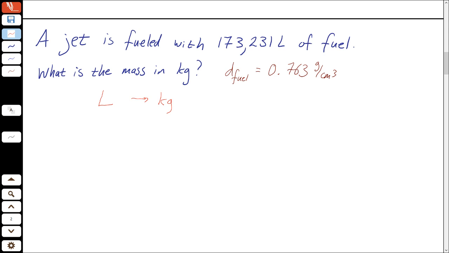So I might say, okay, if I had grams, I could get to kilograms because I know there's 1,000 grams in 1 kilogram. So that's easy. Then looking at grams, I see, oh, well, I'm given the density, which relates mass and volume. So that's how I can get between the mass that I'm ending with and the volume that I'm starting with. Maybe I can use the density to do that.